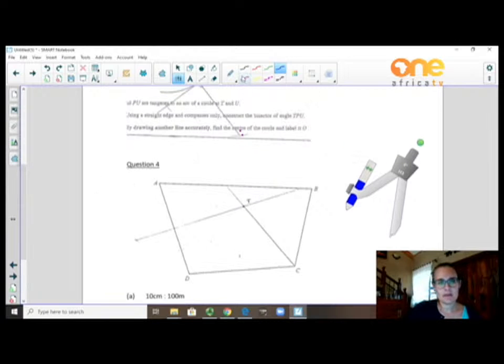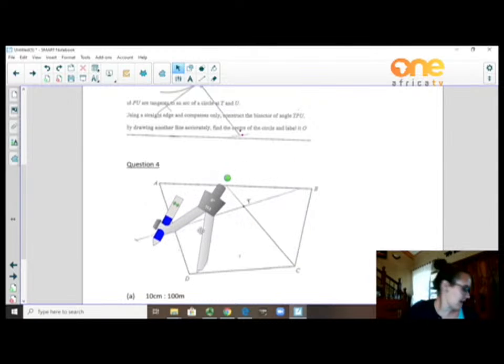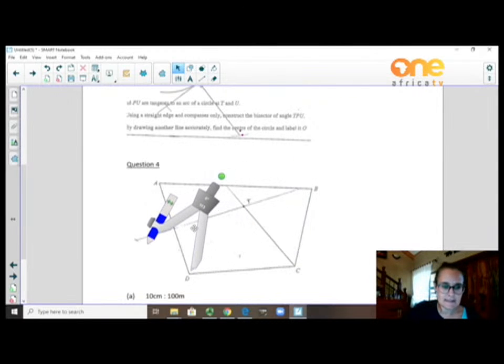Then they ask us, a tree in a field is equidistant from point A and point D. Construct the line on which the tree stands. So equidistant from point A and point D. So what we need to do is get our compass, point A and point D.